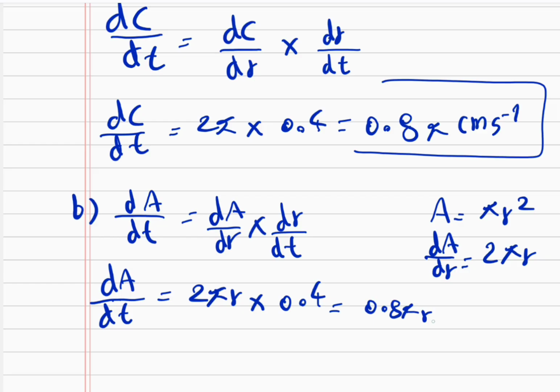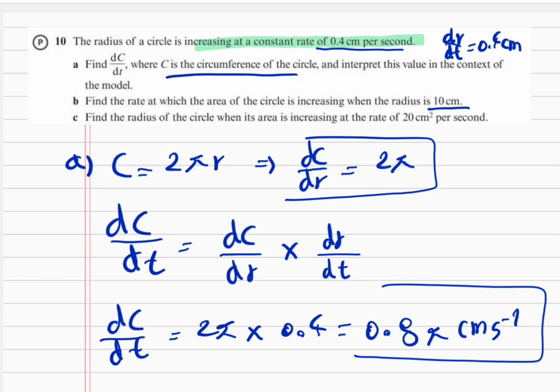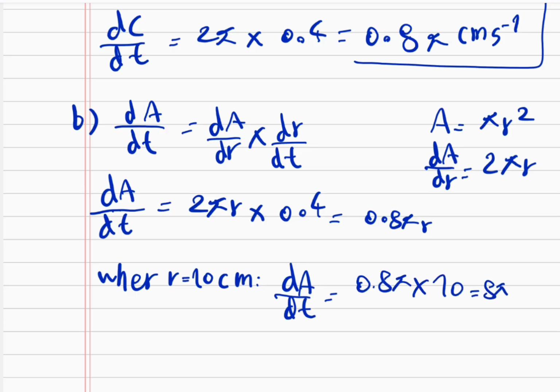Now, as you can see here, we have r, and they have asked us to find the rate when r is 10 centimeters. So it's just a simple substitution. When r is equal to 10 centimeters, then dA/dt, which is the rate, is equal to 0.8 pi times 10, which is just 8 pi. The unit is also important: centimeters squared per second, because this has to do with the area. Okay, so this was again very similar to the previous part. We just had a final substitution at the end.